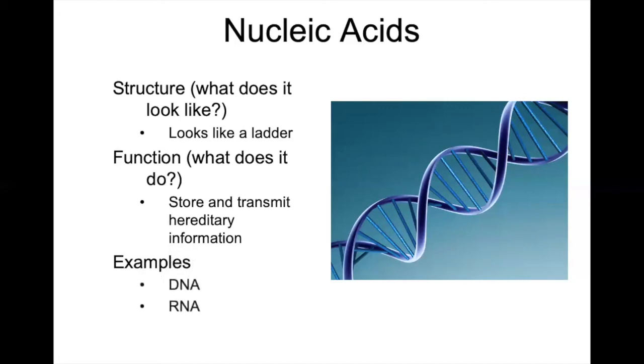And examples, we only have 2, DNA and RNA. DNA is what you use to know what to look like. RNA is going to be used for the actual construction of your body. It's going to be telling the proteins what to do.